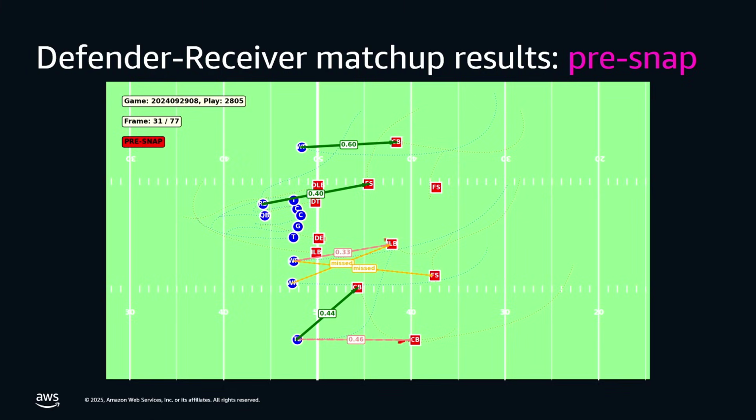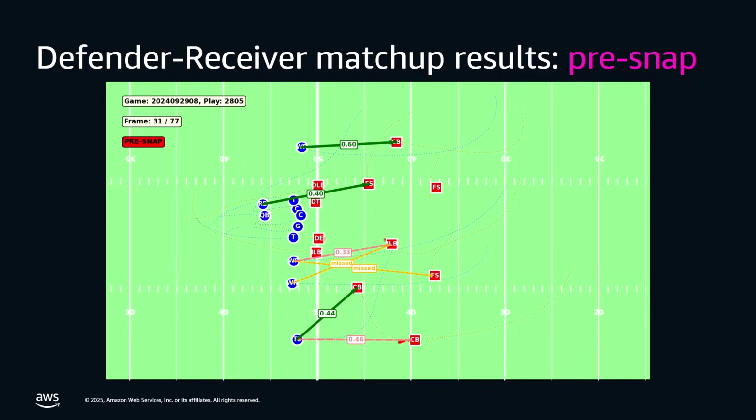Yeah, so defender-receiver matchups, this is a very exciting metric. So what is the model really doing? Well, ultimately, it's just trying to identify who's guarding who. And here's another visual breakdown of what a play might look like and the model making its predictions of which defender is matched up with which receiver at pre-snap. You can see that we've drawn these solid lines to indicate whether the prediction was made correctly or incorrectly, and we've also provided probabilities here as well.